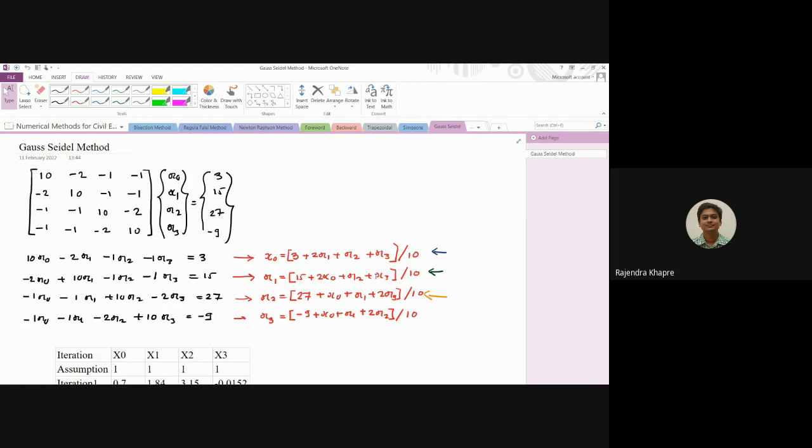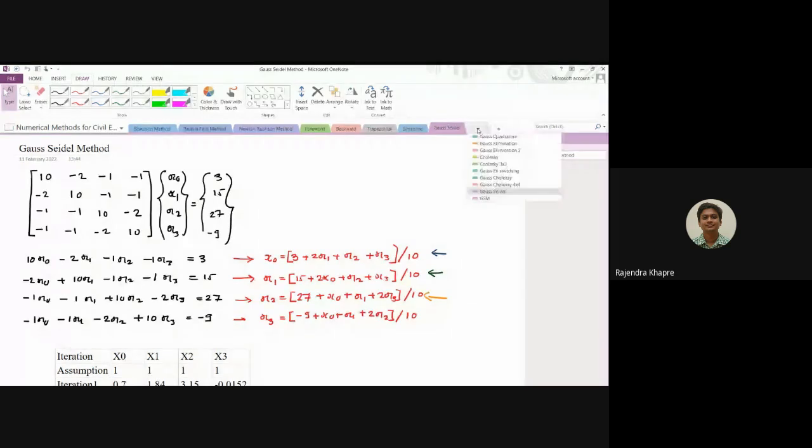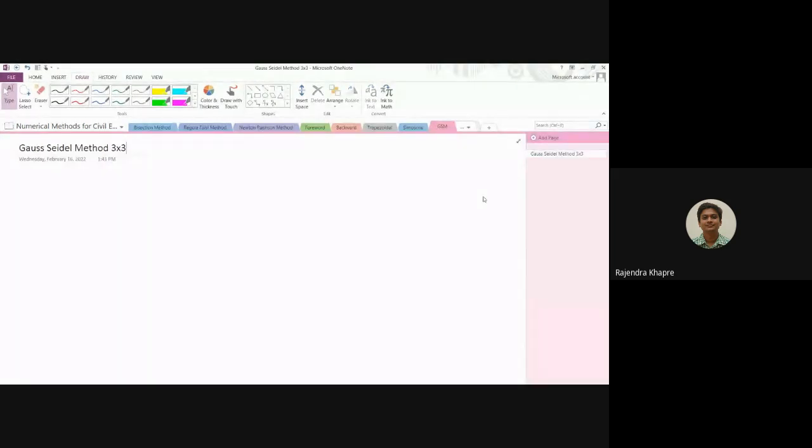Today we are going to solve a simple 3 by 3 matrix, but this time I'll be choosing a different value for each root. For the first root the value will be different, for the second root the value will be different, and for the third root the value will be different. This also works in the Gauss-Seidel method. For this purpose, I'll be taking a simple 3 by 3 matrix. I have already solved this problem.